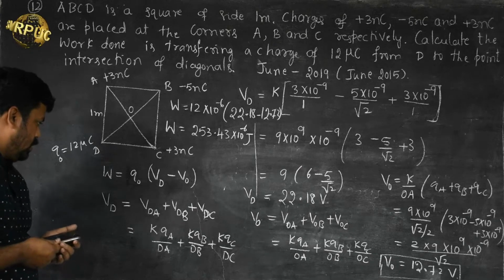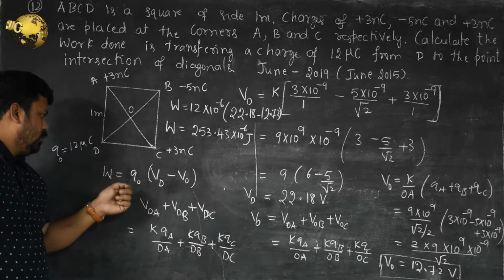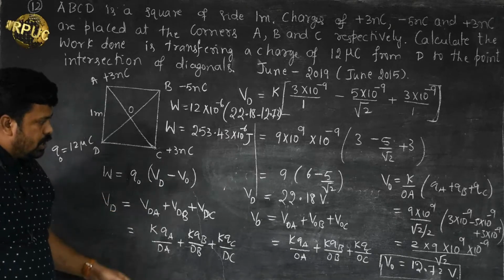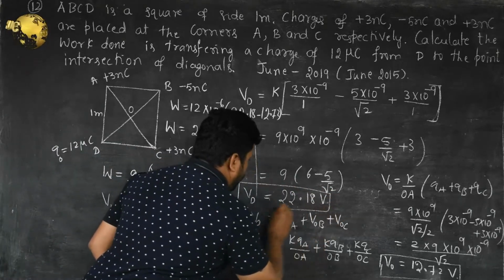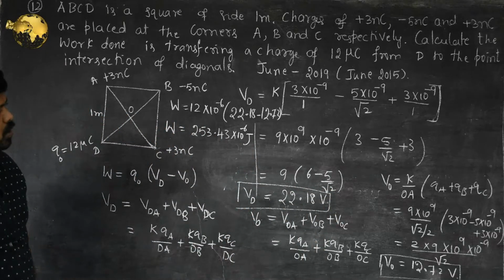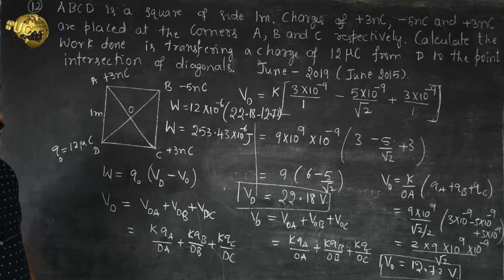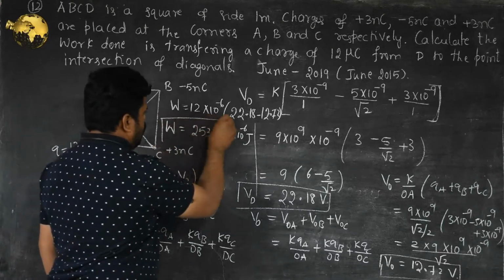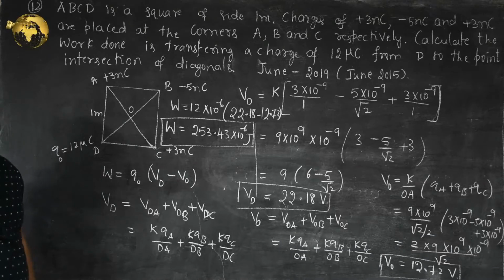So basically, if you remember the formula, we get the required values. Work done is equal to charge moved into potential difference, that is VD minus VO. VD we need to calculate first. So VD we get it as 22.18. Then VO, the potential at the intersection of diagonals, we get it as 12.72. And finally the work done is charge moved and the potential difference. So we get 253.43.